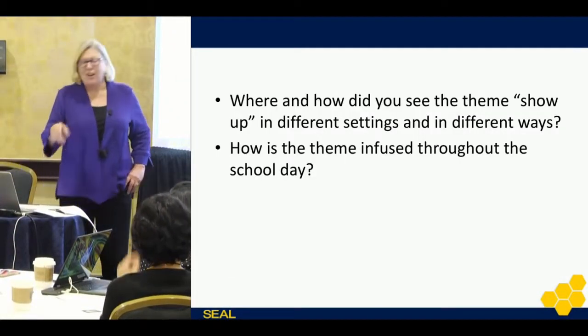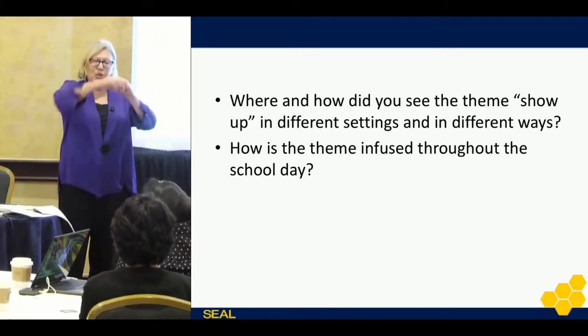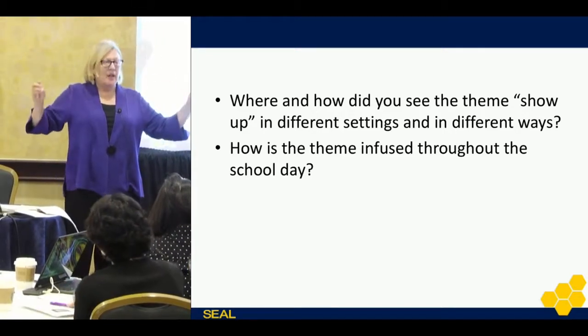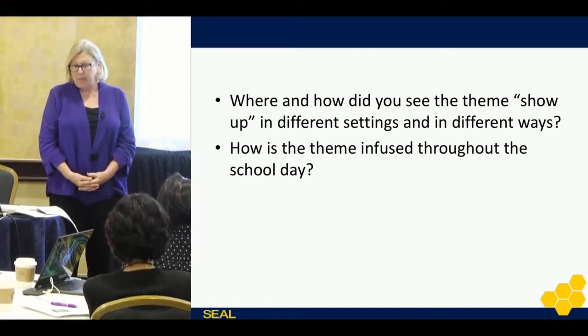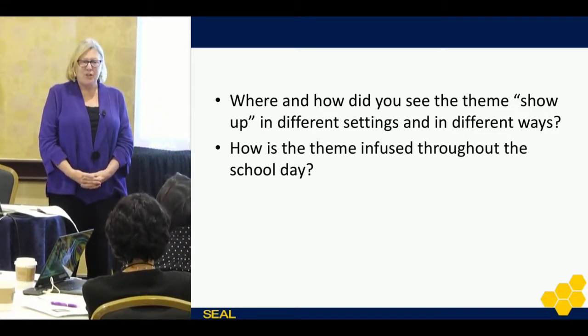Okay, so at your tables, go ahead and talk about how you saw the theme show up across the day, what kind of planning had to connect those different things, and what kind of planning and how it showed up across.